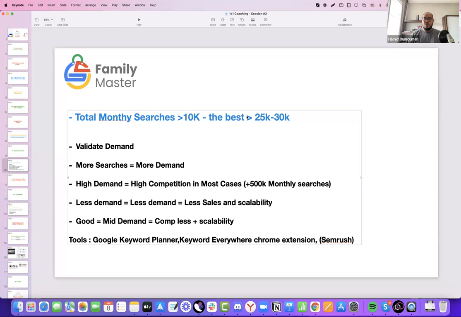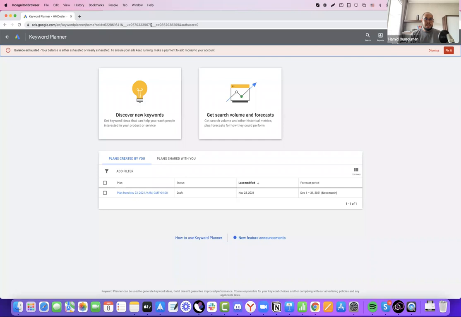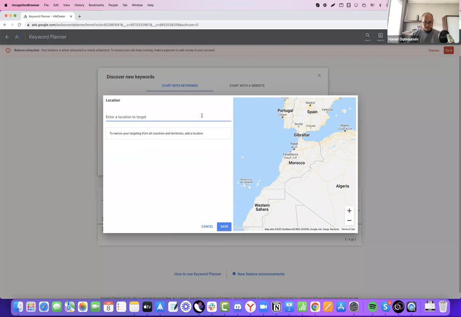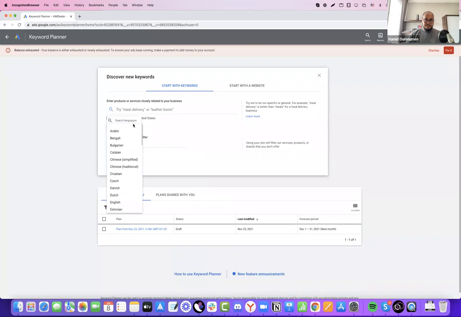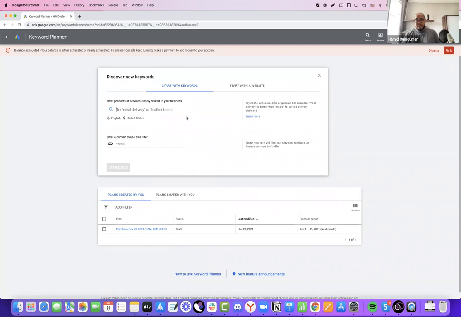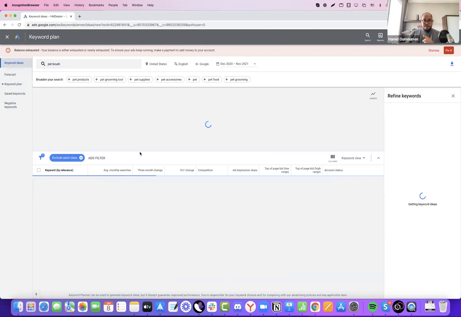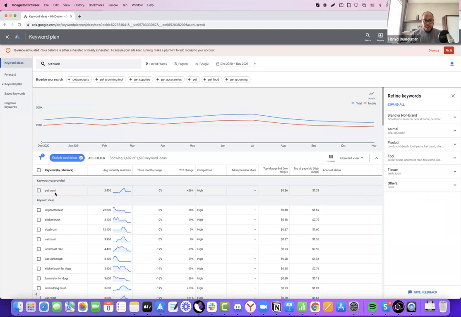It's easy. For example, I open this Keyword Planner. Let me change the location to United States, and the language to English. Give me a product idea, for example, pet products. Yeah, pet brush. Example: pet brush. What's the total monthly search for the keyword pet brush? It's only 2.4k. Dog toothbrush is 22k. Dog brush is 12k.